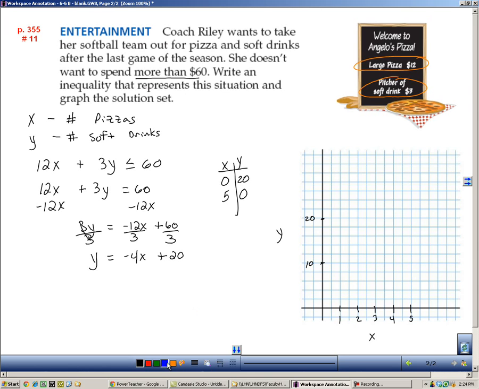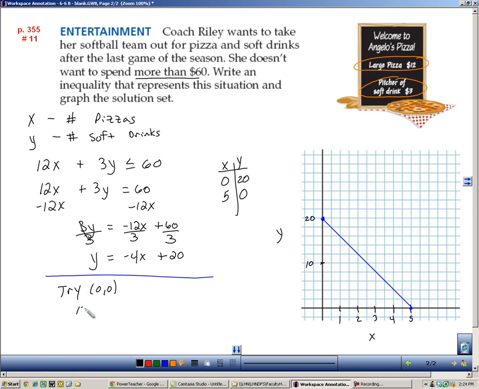Okay, let's graph my ordered pairs. 0, 20 is here, and 5, 0 is here. Connect the dots. Because it's less than or equal to, my boundary line will be solid. That's close enough. Now we will try 0, 0 to see if it works.